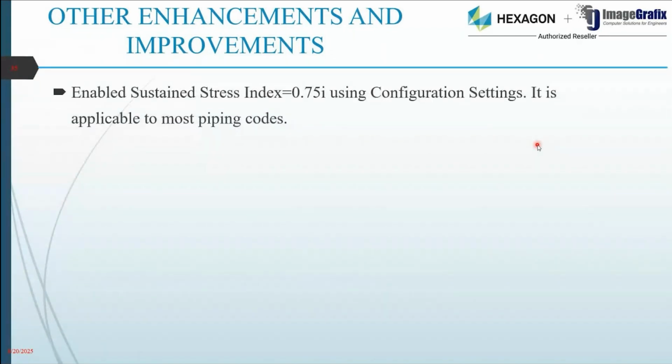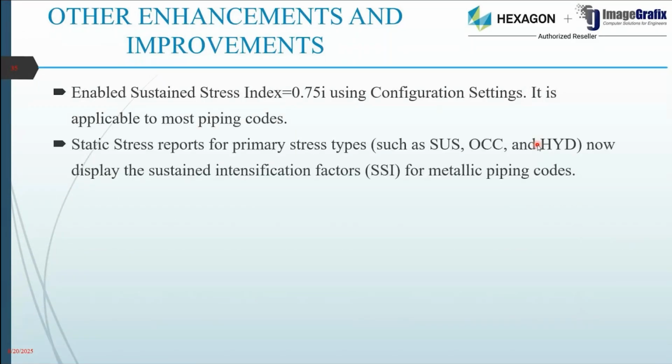So, enabled sustained stress index. We have already seen that it is 0.75 times your SIF using configuration settings. Static stress reports for primary stress types such as sustained, occasional, or hydro now display the sustained stress intensification, that is SSI, for metallic piping codes.